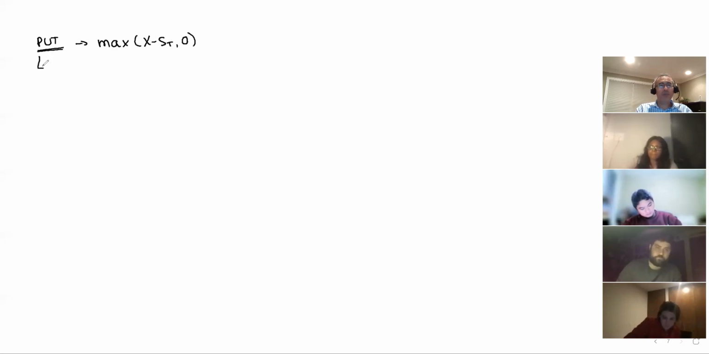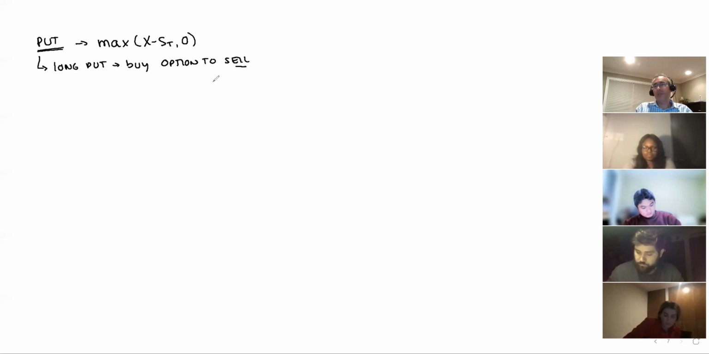So now let's do the same with put options. The mathematical definition of this one here is the maximum of X minus ST, 0. So remember, if you're a long put, what do you have? You have an option to sell. So what is good for you, that the prices go down or the prices go up?